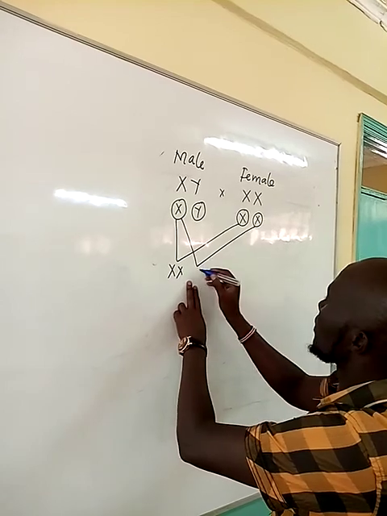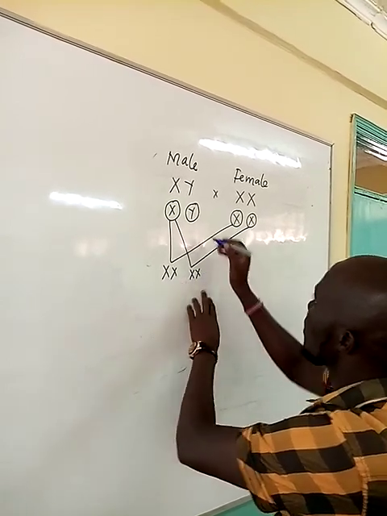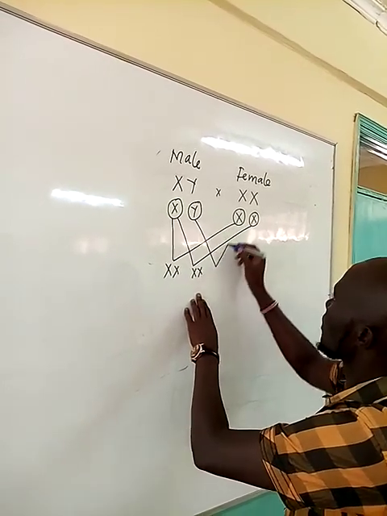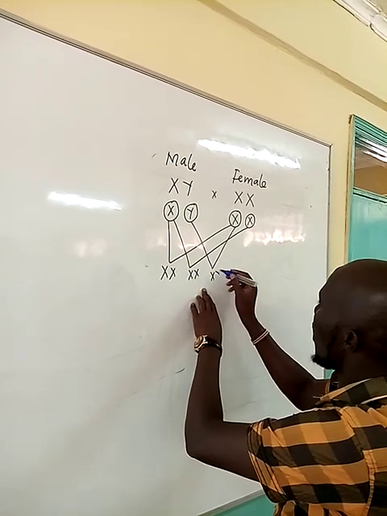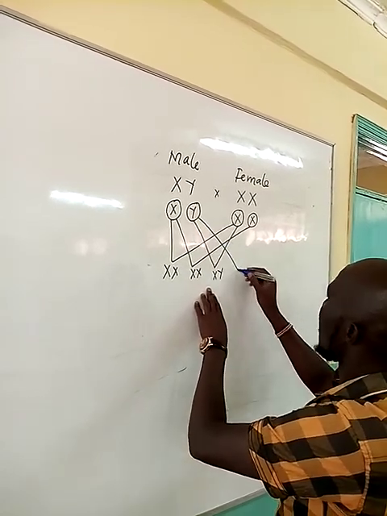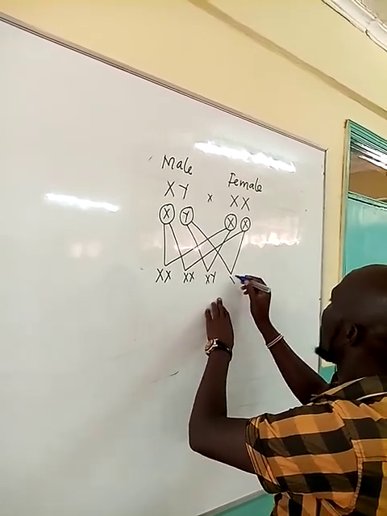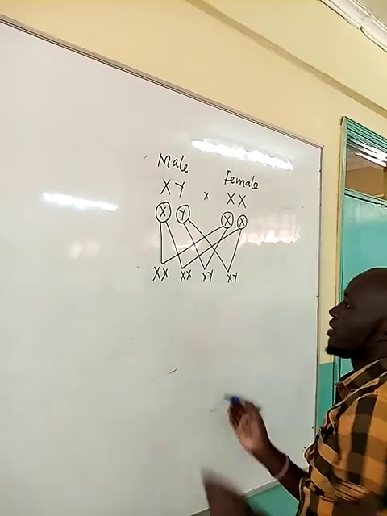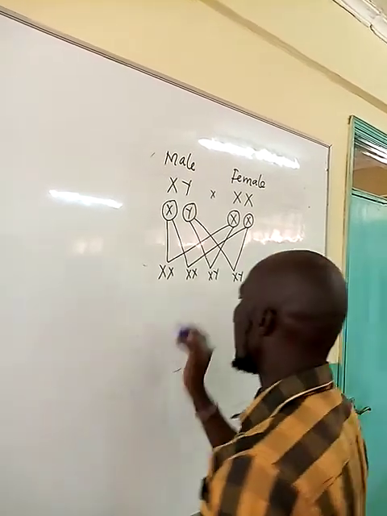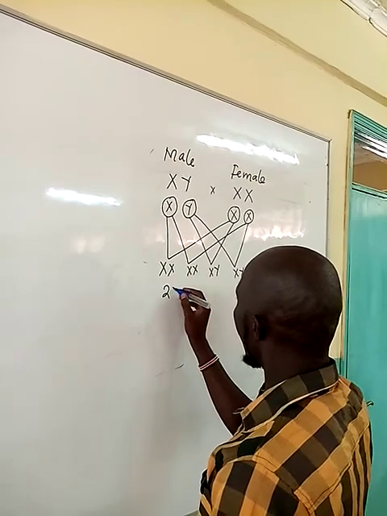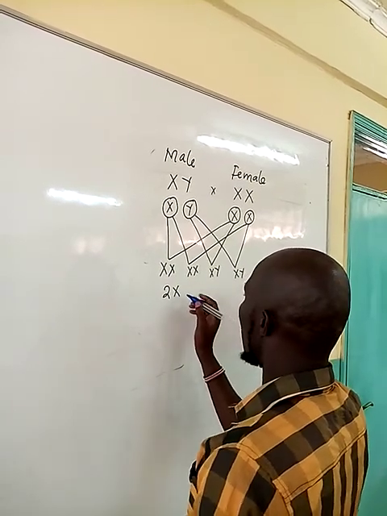When we have that, another female child is formed. When we have this, we have XY. Then we also have another XY or YX, whichever. So you can see here that we have 2X genetic ratio.